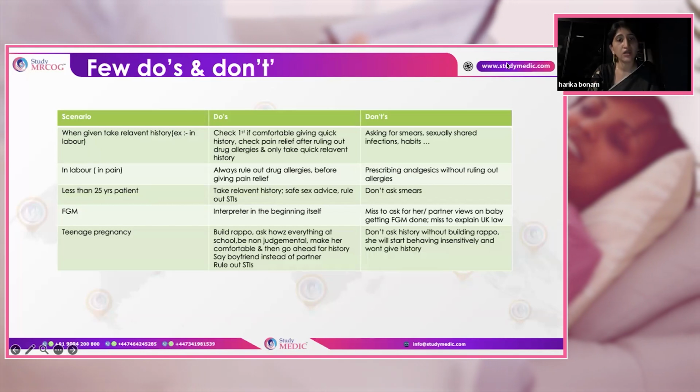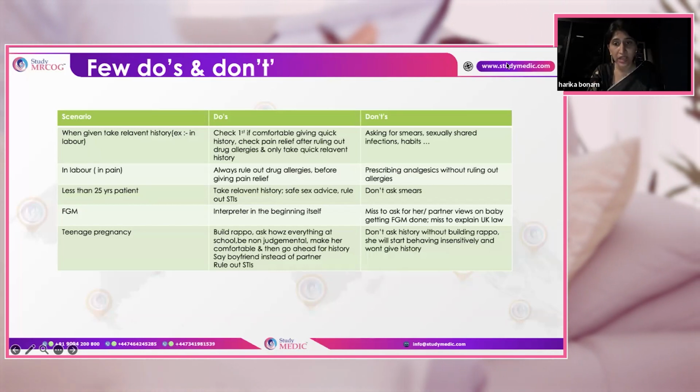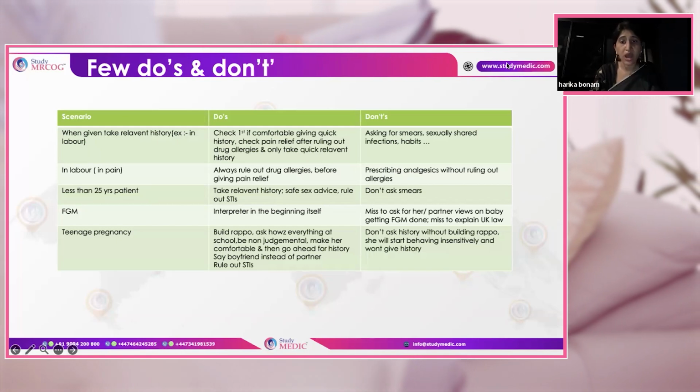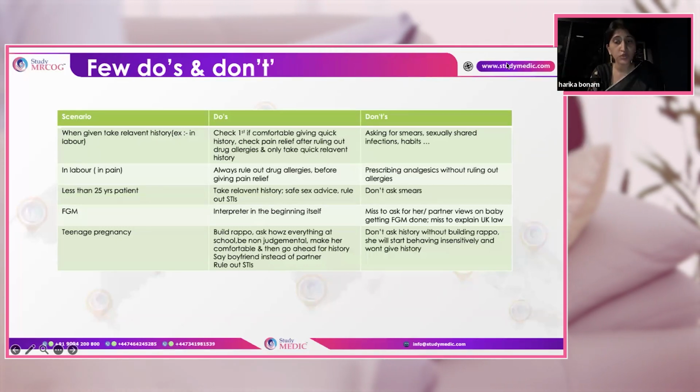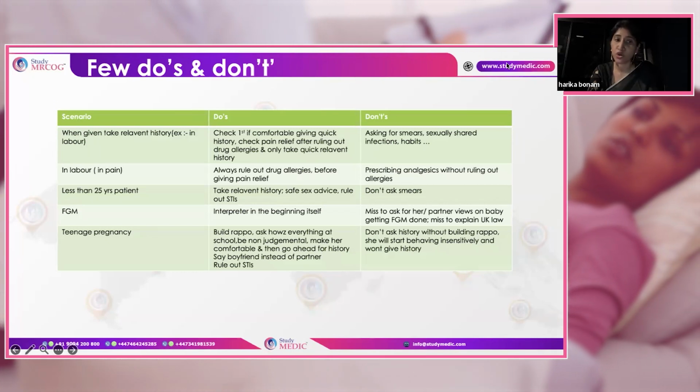FGM patients, do's: get an interpreter in the beginning itself, in case the patient doesn't know the language. Don't miss asking her and her partner about their views on the baby or getting FGM done. This is very important. You should not miss that.